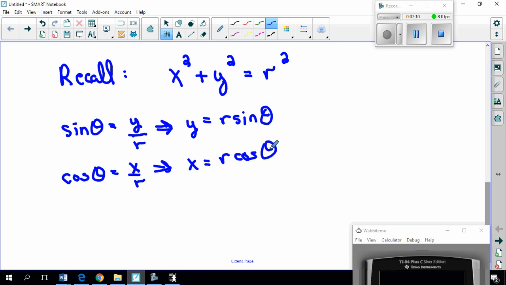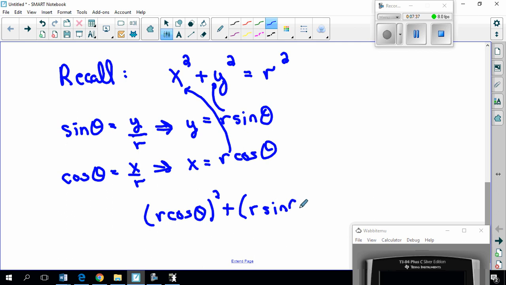Just so you know, we'll do this almost exact lecture probably about 4 times this semester, but talking about things like vectors and polar coordinates, complex numbers. But anyway, drop in your y and square it, and drop in your x and square it. So instead of x squared plus y squared, we have r cosine theta squared plus r sine theta squared equals r squared.